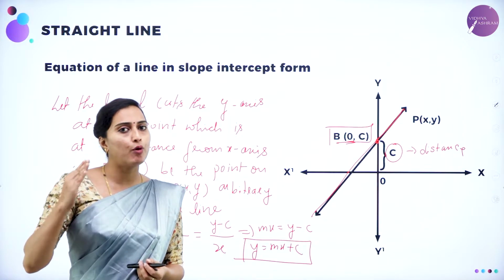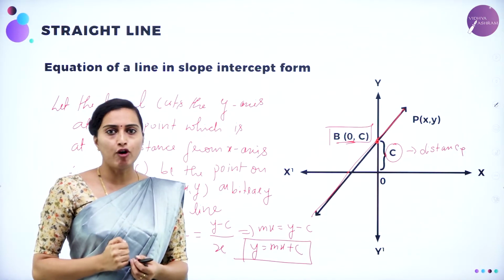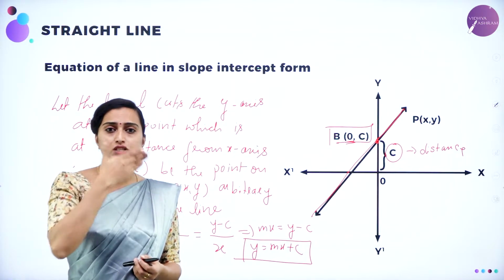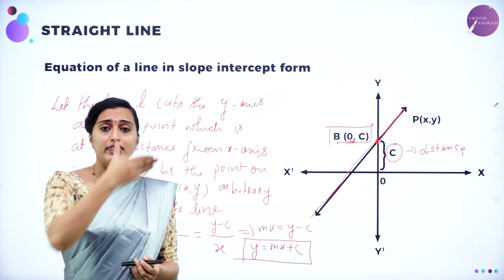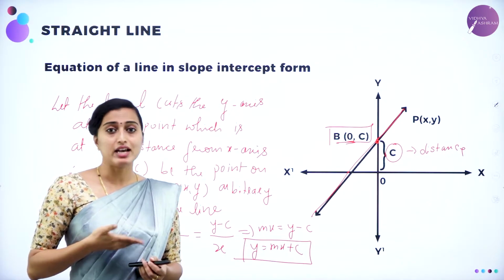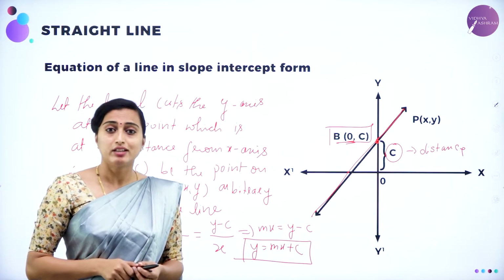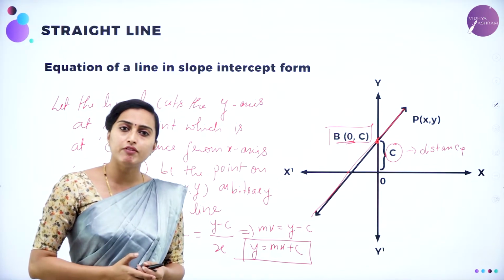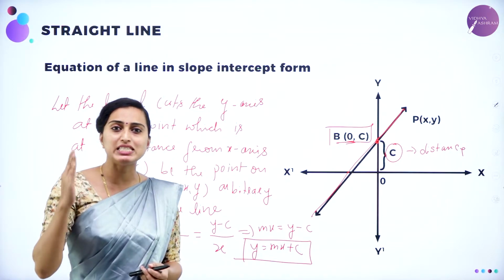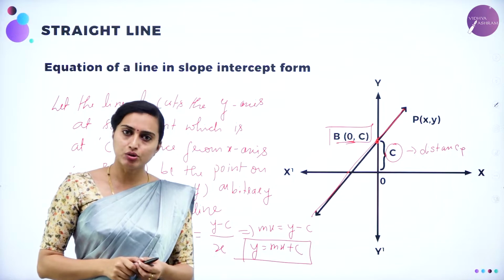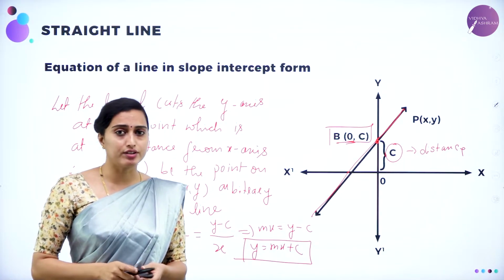That is called slope point form. Slope intercept form means the line is at a distance of c units from the x-axis, or the line is cutting at some point on the vertical line, that is, the y-axis. That is called slope intercept form. Slope intercept form is given by y is equal to mx plus c, where c is called the y-intercept. Understood? This is very, very important.